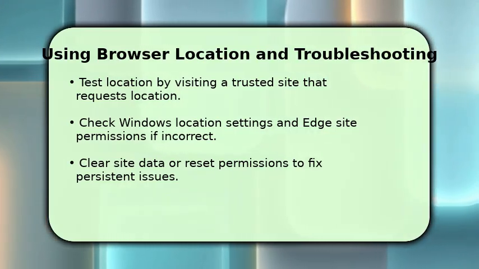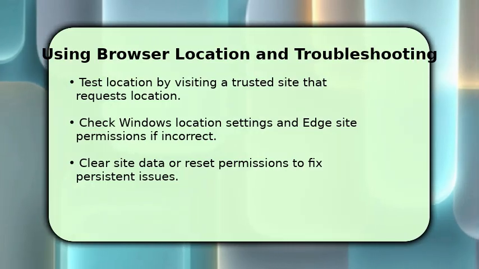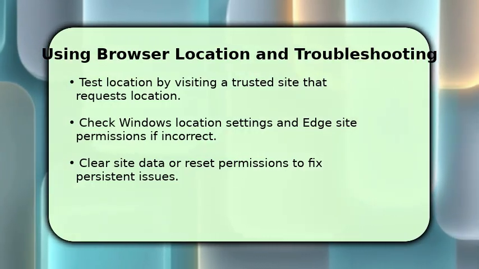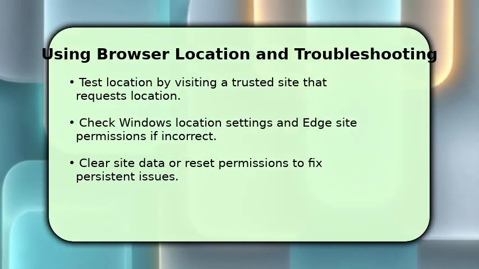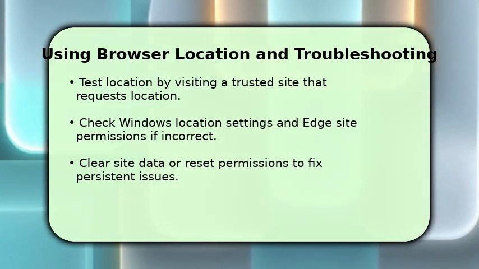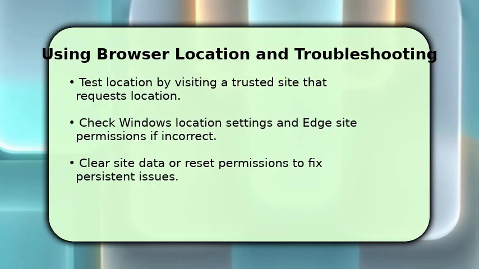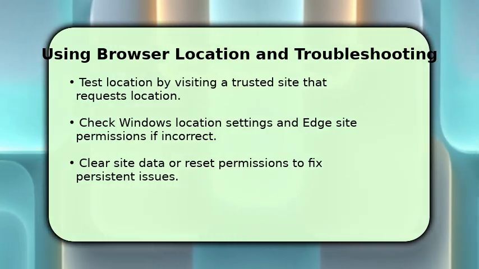This verifies the setting. If location is wrong or blocked, make sure Windows location services are enabled and that Edge has permission in OS privacy settings. If problems persist, clear site data or reset permissions for that site to force a fresh prompt. One key tip: restart Edge after changes to ensure all permission caches refresh.